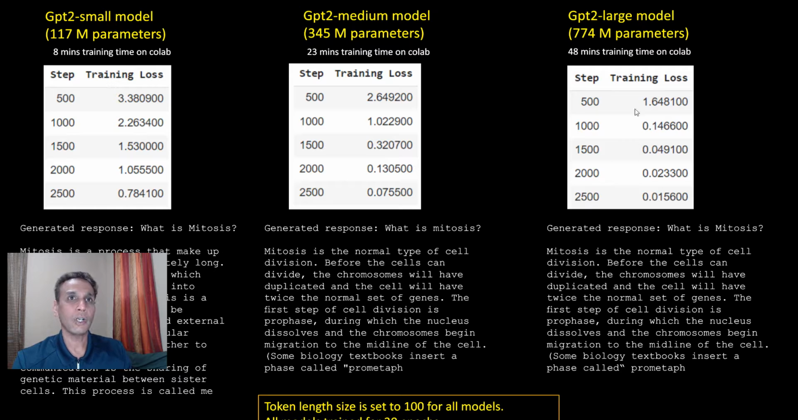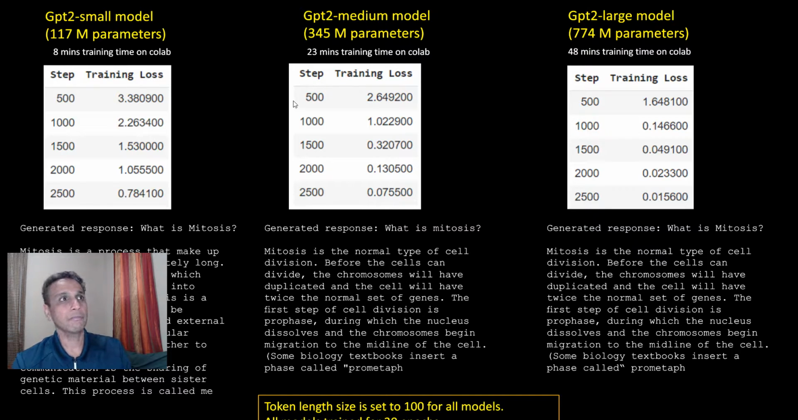And I trained this on the large model with 774 million parameters. And again, look at how the training loss is. They all started around 3. This one started a bit lower, but you see how fast it actually got to 0.01 right there. Again, it took 48 minutes. When I say how fast, I mean how many epochs. Okay, the response here is identical to the response I got from the medium model.